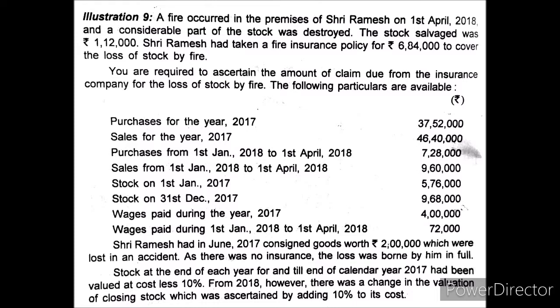So if you look at the screen, you have the question. A fire occurred in the premises of Sri Ramesh on 1st April 2018 and a considerable part of the stock was destroyed. The stock salvaged was 1,12,000. That means out of all the stock, stock valued at 1,12,000 could be saved.